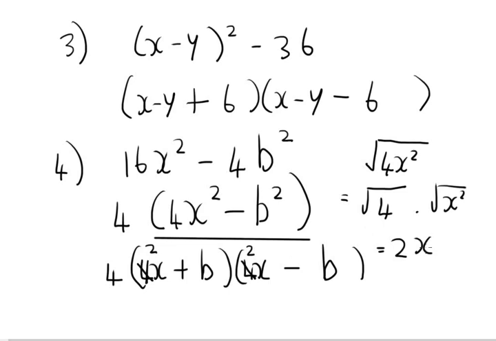Well, doing an extra step is sometimes necessary. So the square root of 4x squared is 2x, and 2x over there, and the square root of b squared is b and b. Let's have a look at number 5.